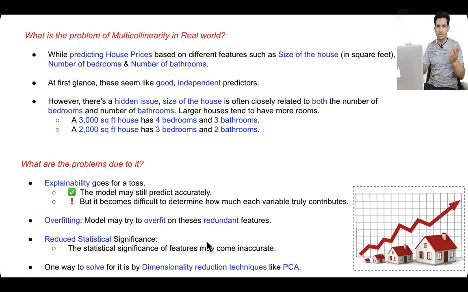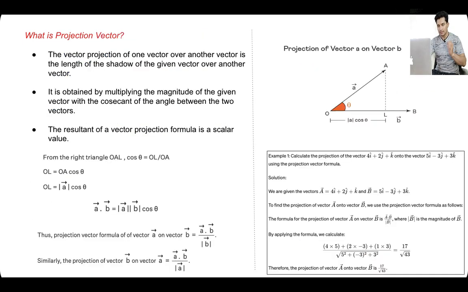Now there are other ways also to solve this problem of multicollinearity, but one very popular way is using dimensionality reduction techniques like PCA, which is principal component analysis. To understand PCA, we need to understand a bit of mathematics. Let's start with vector projection.